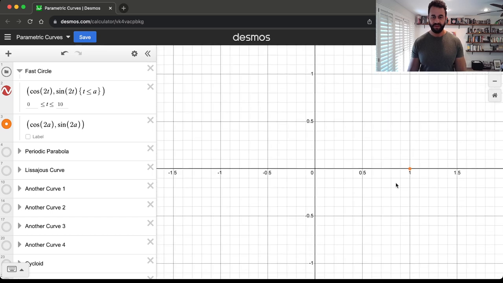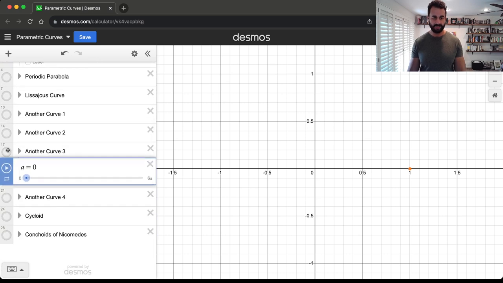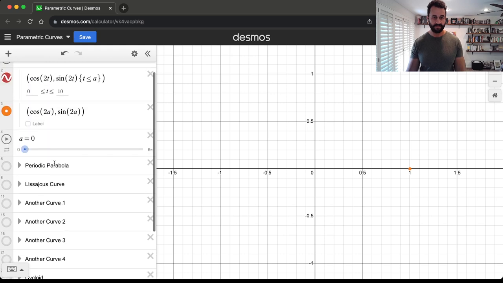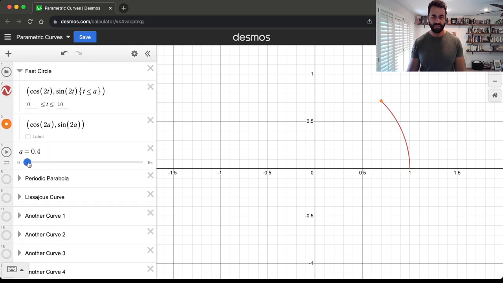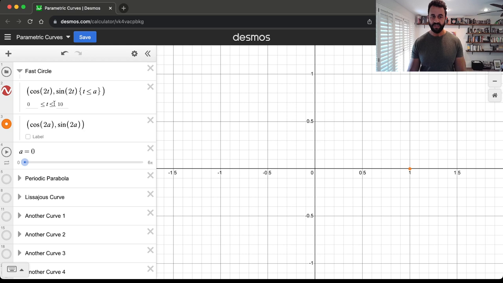I'm going to zoom in a bit here. So here we start at the point 1, 0. When t is equal to 0, this is where we start. And what I'm going to do is vary a. Let me move this up for just a minute. Here we go. As a increases, this traces out a circle. Notice it traversed the circle once in about pi. When t is equal to pi, we've gone around once already because we went around twice as fast. Then as t increases, it keeps going around and around the circle. So this is just a fast circle described by these parametric equations, cosine 2t, sine 2t.